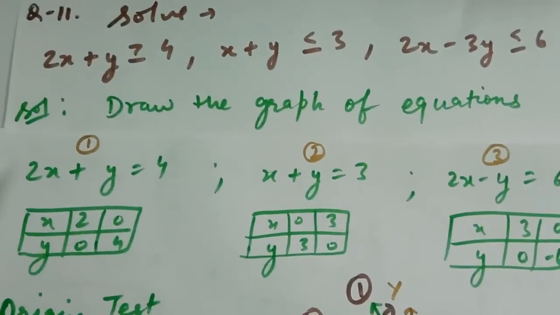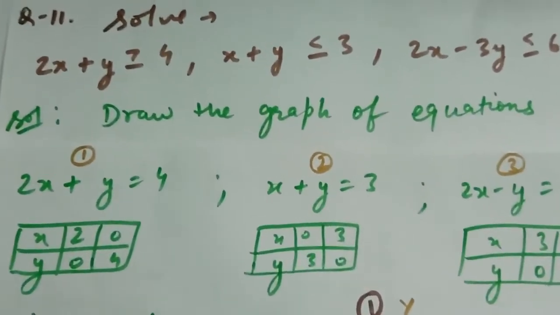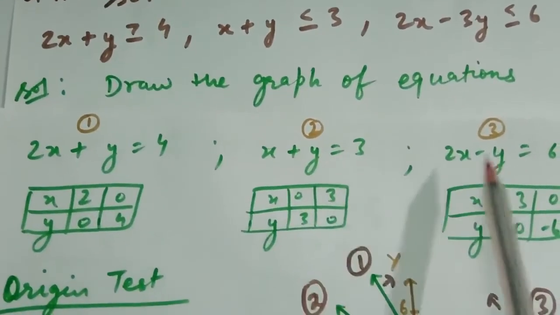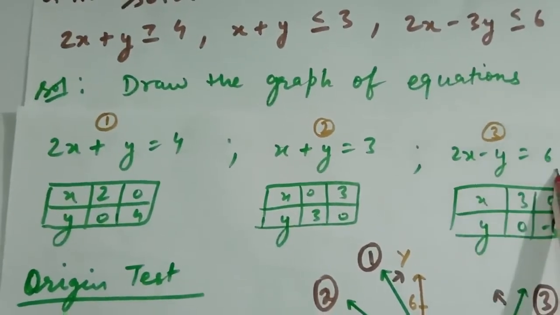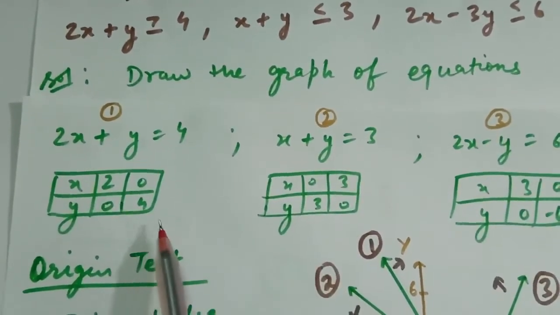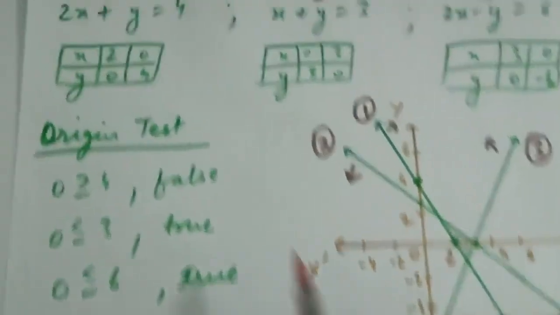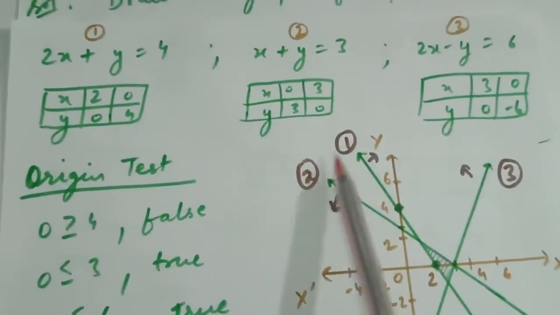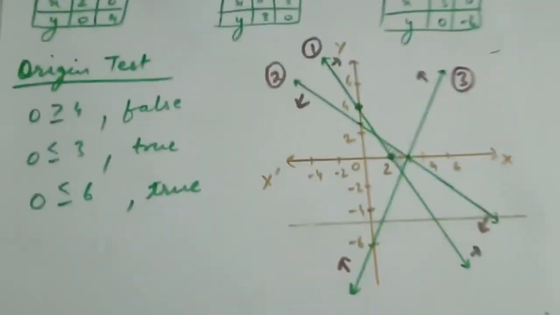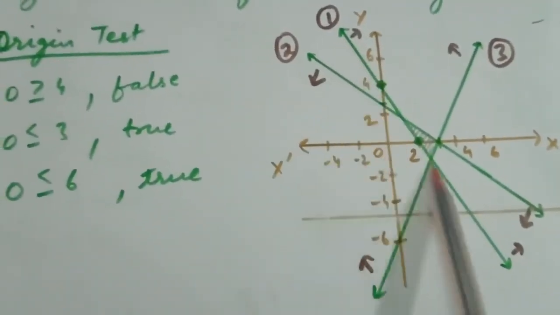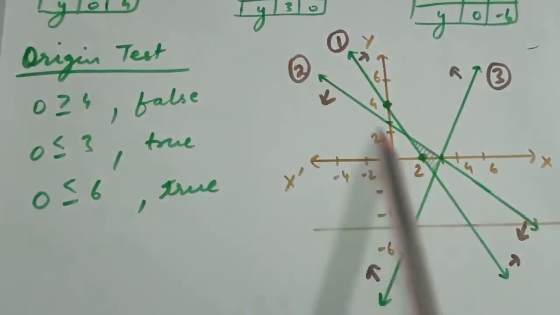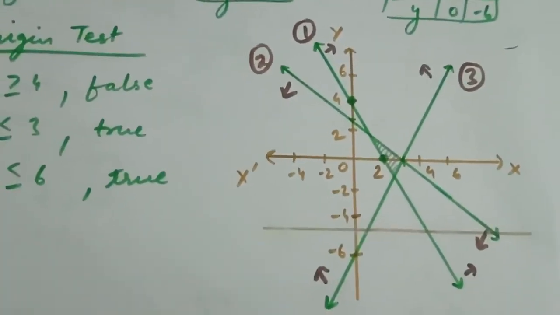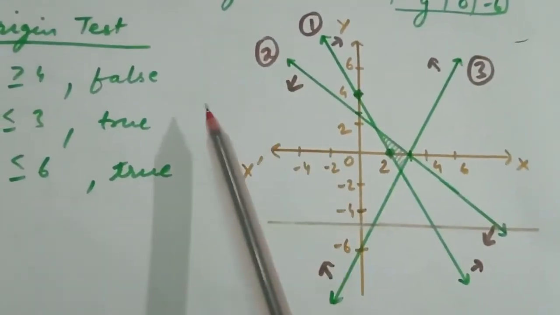Question number 11 now. These three inequalities are given. So first of all, we'll draw the graph of the equations 2x plus y equal to 4, x plus y equal to 3 and 2x minus 3y equal to 6. So take any points to draw the graph. I have labelled this equation as 1, this is 2, this is 3 to mention the graph of these equations. Now this is the graph of the first equation, this is the graph of the second equation and this is the graph of the third equation. Now we will see the solution of these inequalities.